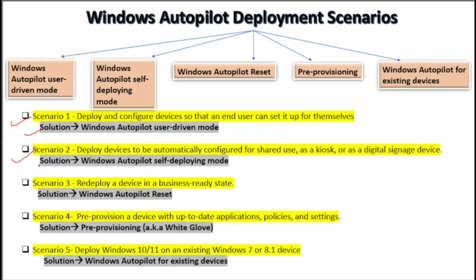The third scenario is where we want to redeploy a device in a business-ready state. In that case, we can use the Windows Autopilot reset option. The fourth scenario is to pre-provision a device with up-to-date application and policy settings. In that case, we can use pre-provisioning, also known as white glove. The last scenario is where we want to deploy Windows 10 or 11 on existing Windows 7 or 8.1 devices. In that case, we can use Windows Autopilot for existing devices.